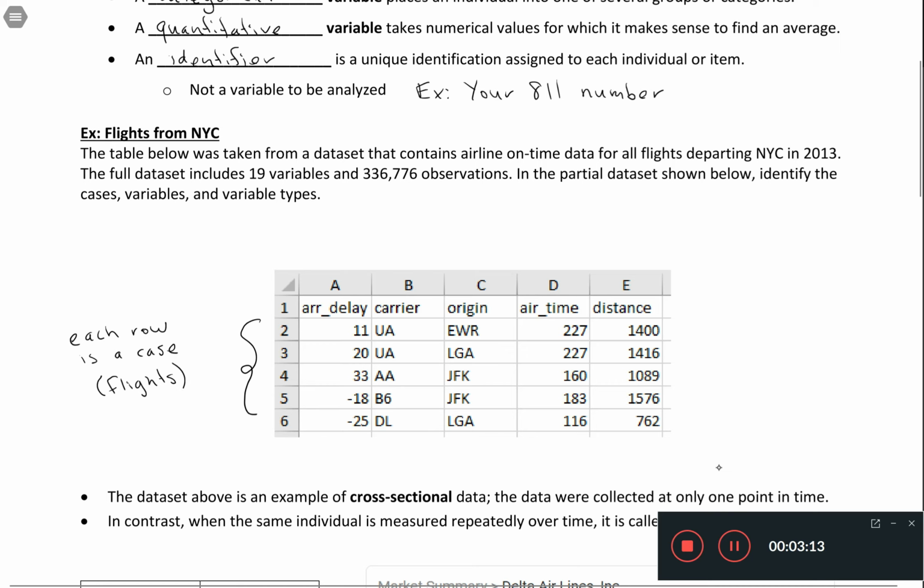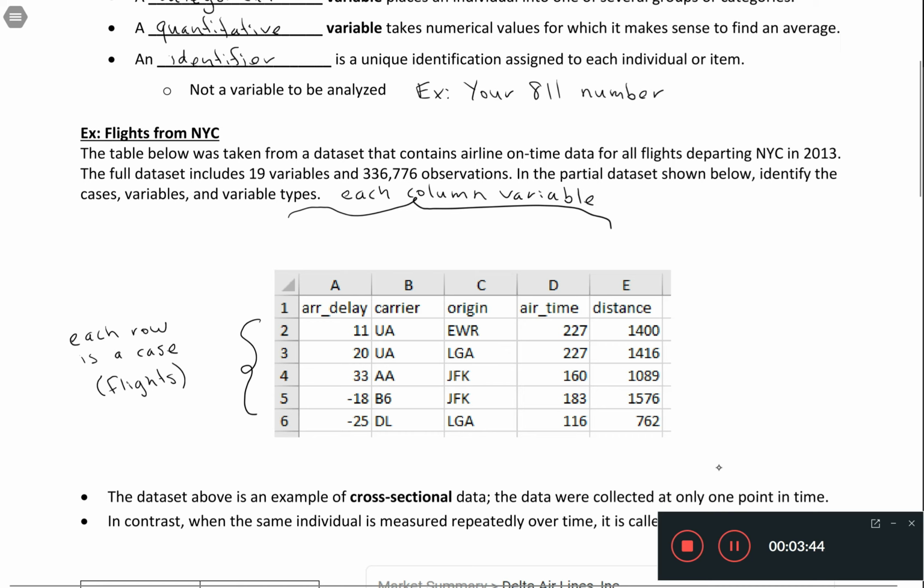And sometimes if you're having a hard time identifying the cases, look and see what the variables are and then see what they're describing. So delay, carrier, airtime, all of these things are describing the flights. Okay, so each row is a case and then each column is a variable. Again, this is a pretty straightforward, pretty typical way to organize a data set.